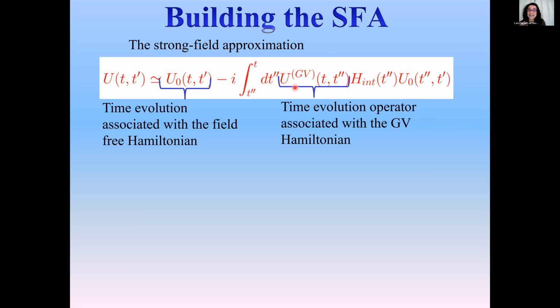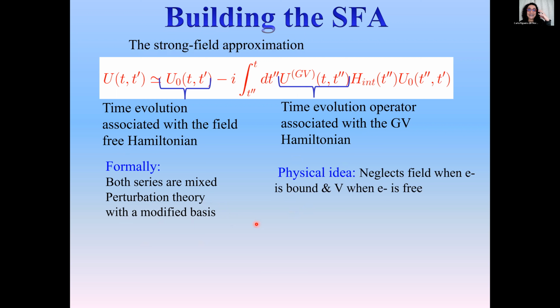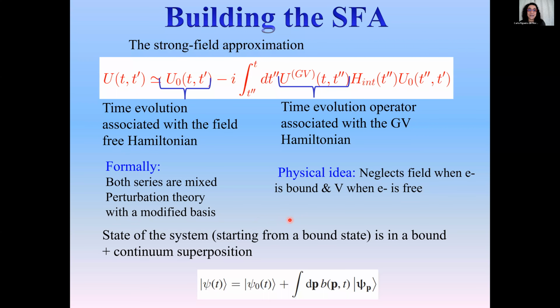We can keep on iterating, and you construct a series which has a modified basis. So formally, we have perturbation theory, but it's something that is non-standard because you have modified the basis to include field dressing. And the physical idea is the one that I started with at the very beginning: you neglect the field when the electron is bound, and you neglect the potential when the electron is free.